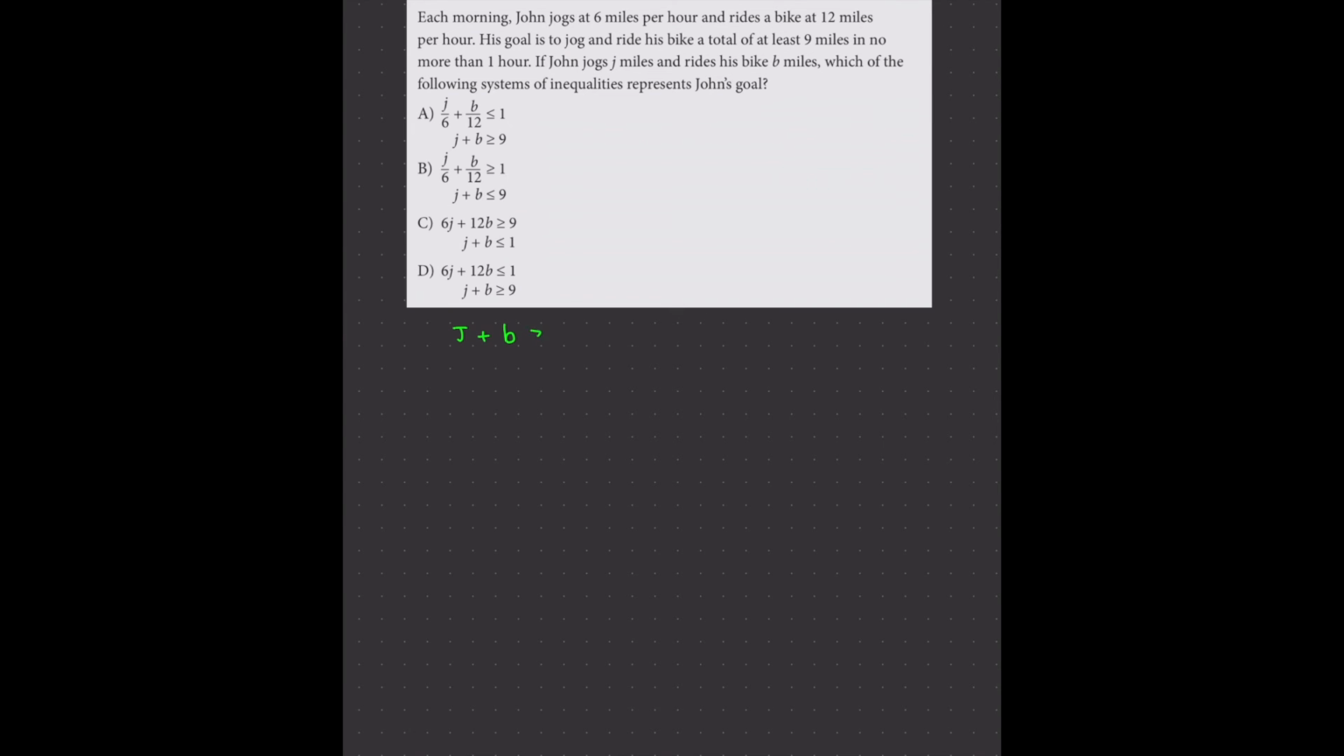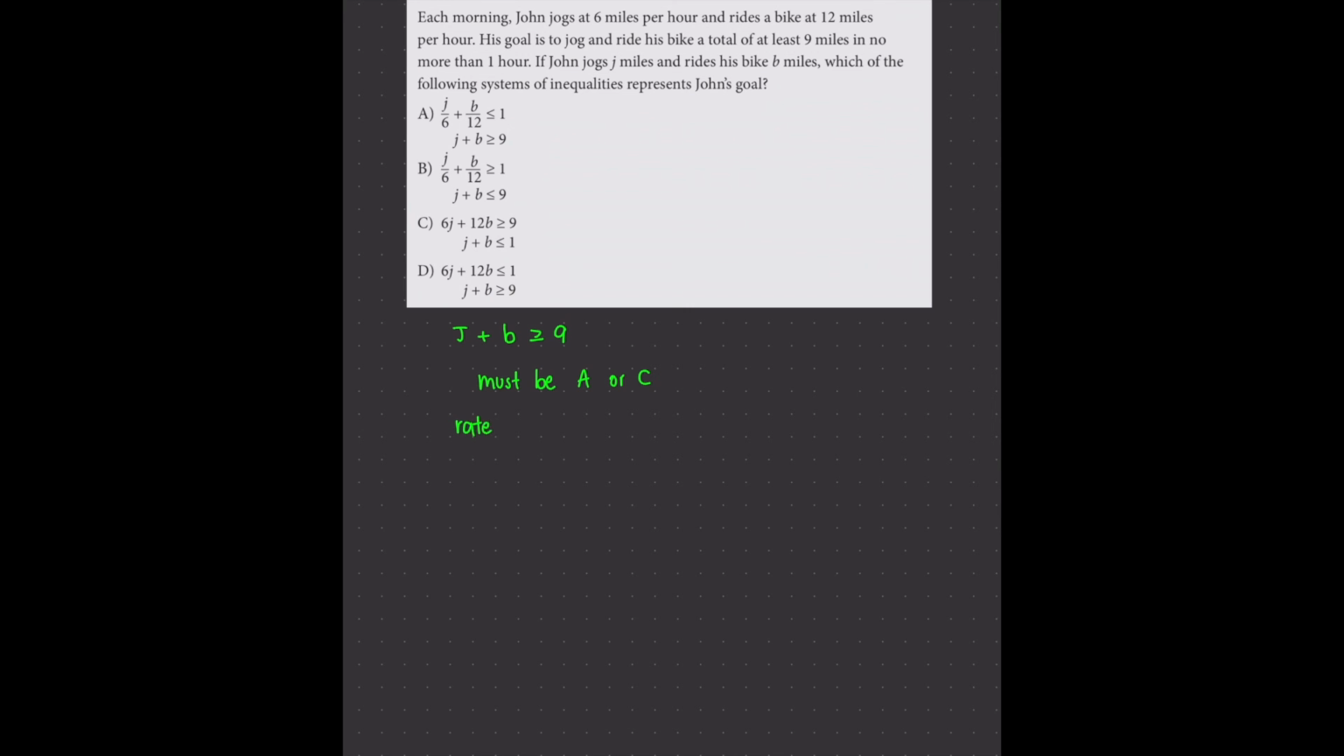So, we know that John jogs J miles and rides his bike B miles. His goal to jog and ride his bike is a total of at least 9 miles, which can be represented as J plus B is greater than or equal to 9. So let's eliminate choices B and C because they are incorrect.